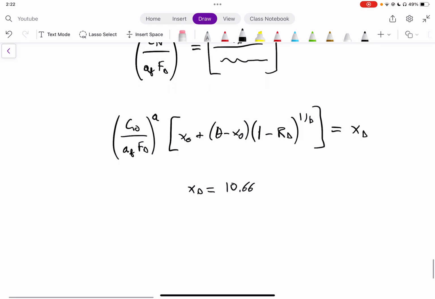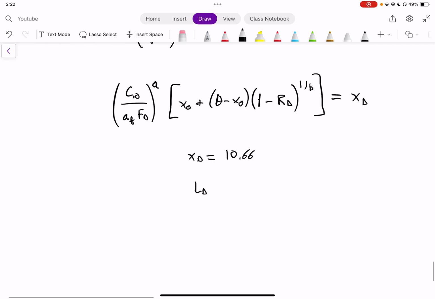And then based on that, we can say that LD would be equal to 10.66 times LR, essentially. So 10.66 times LR, which is 10 to the 6th, so I'll just write that this is 10.66 times 10 to the 6 revolutions. Okay, so that means that at a 99% reliability, we can use this bearing based on the loading parameters that were given in the problem. We can use this bearing for 10.66 times 10 to the 6 revolutions.